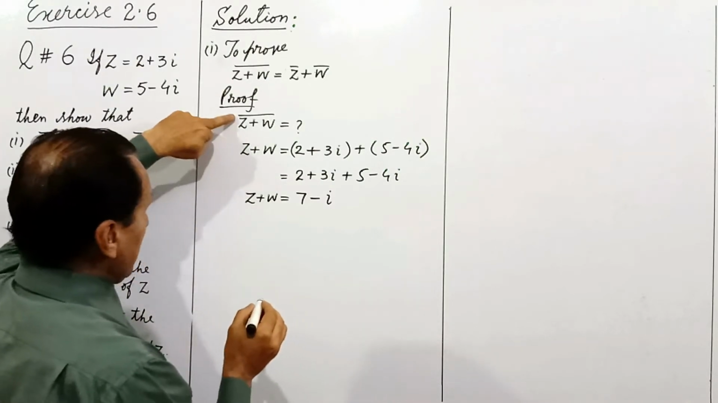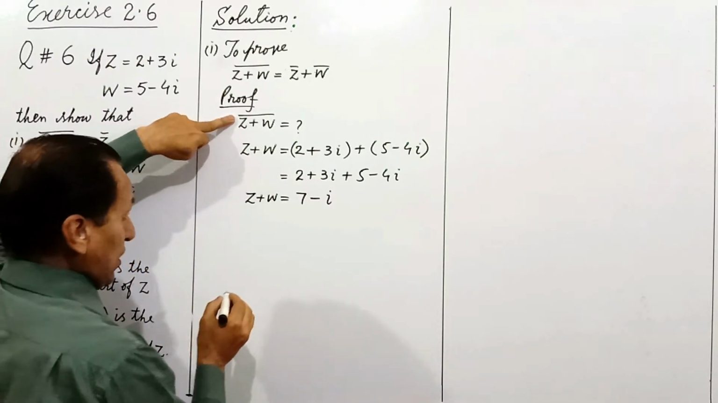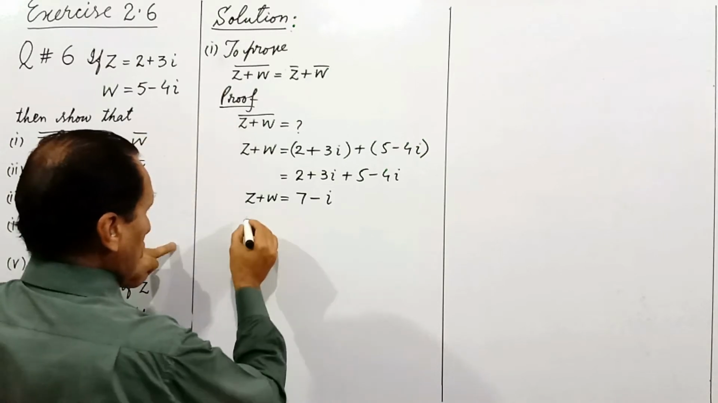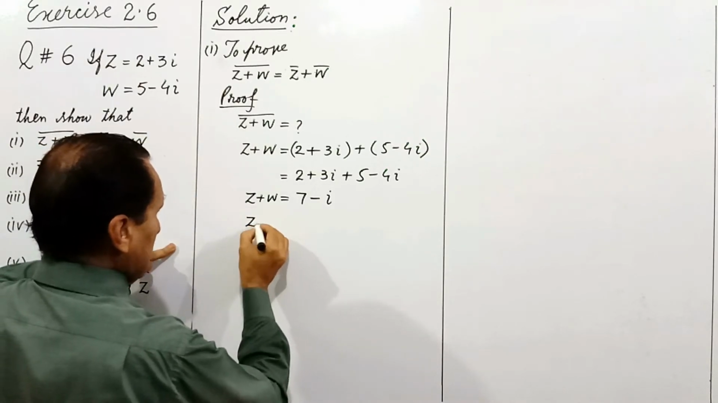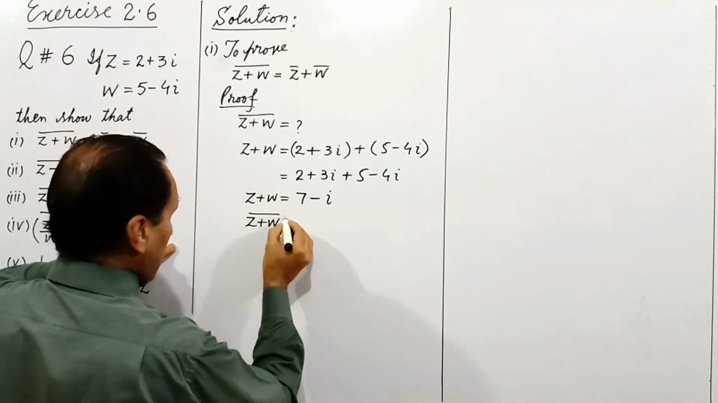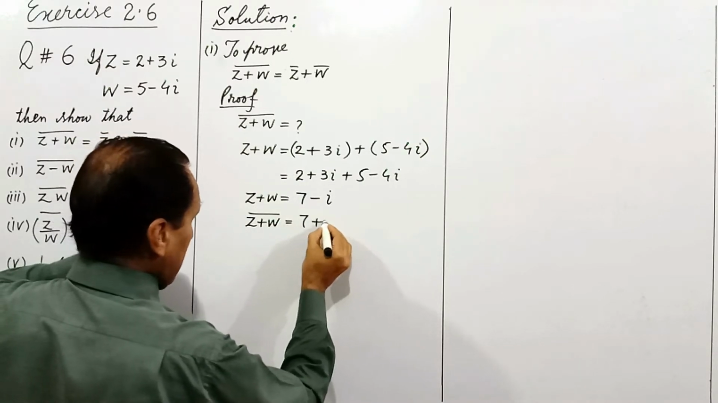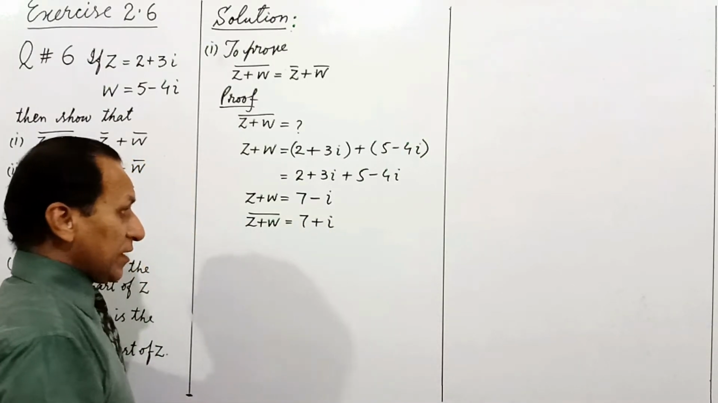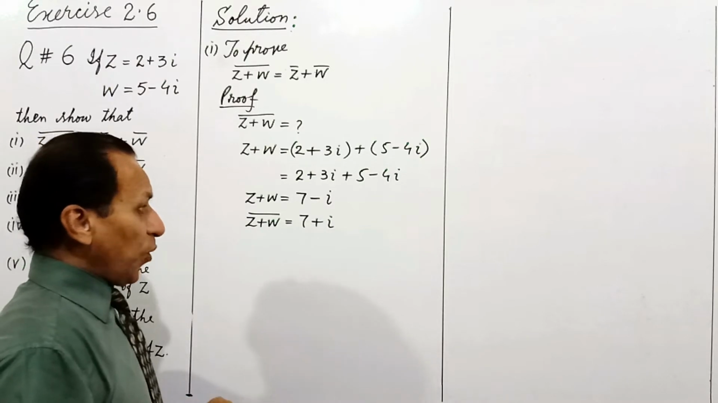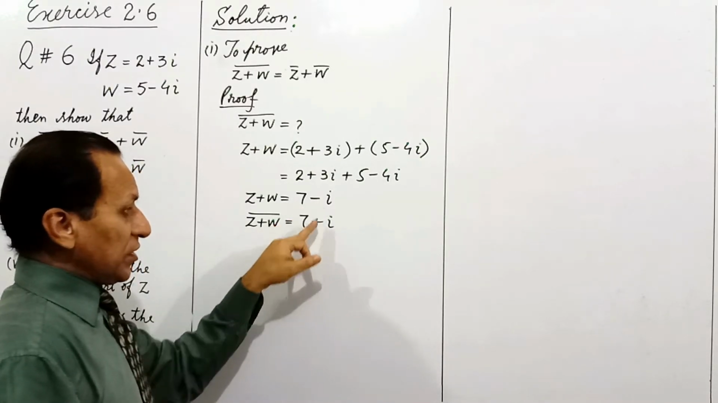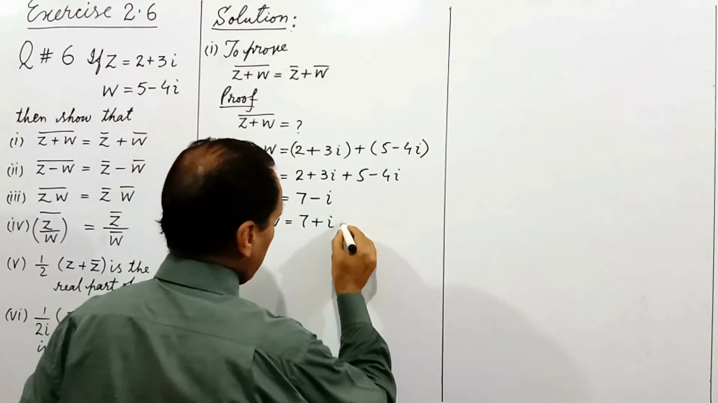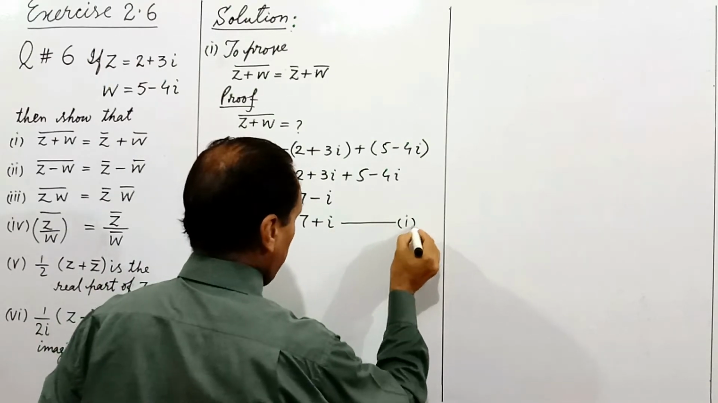At the left hand side we need the conjugate of the sum of the complex numbers. So therefore we take the conjugate of both sides. So (Z + W) whole bar is equal to 7 plus iota. We already learned that the conjugate is obtained by changing the sign of the imaginary coefficient. Hence we name this as equation 1 for reference.